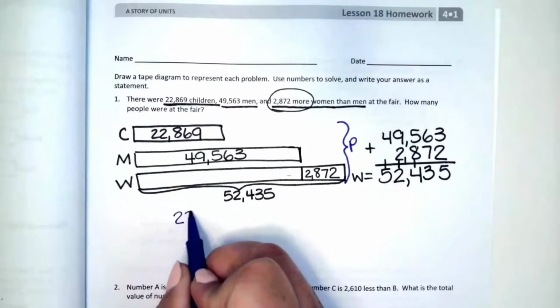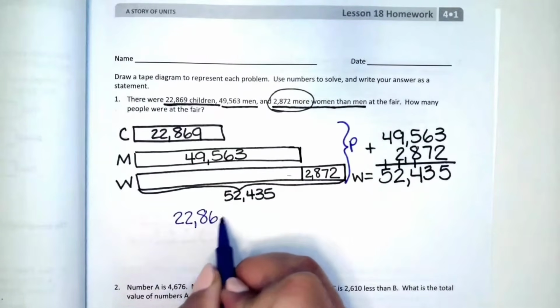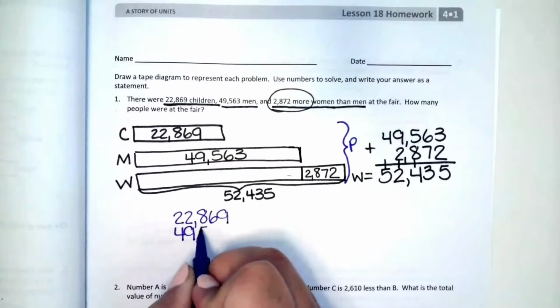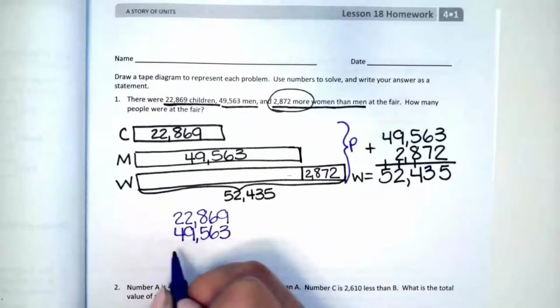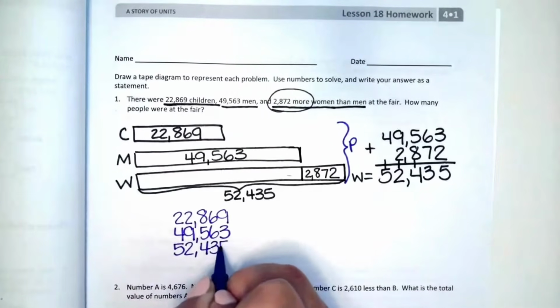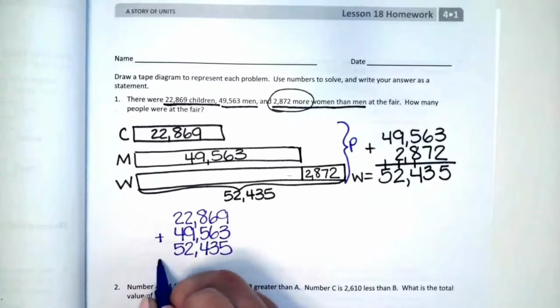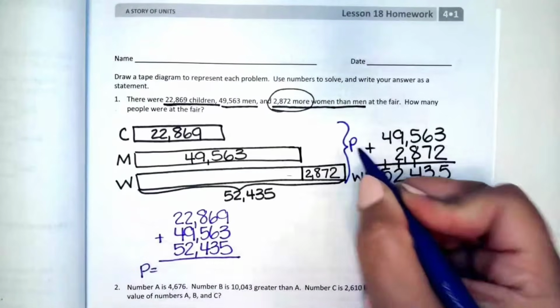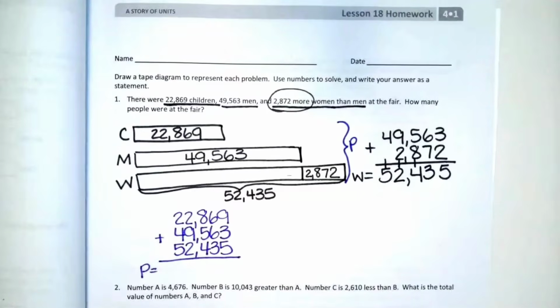So 22,869, 49,563, and 52,435. We're going to add all these, and that will tell us what P equals, the total of all the people. Pause the video, do all your adding, and then press play when you're ready to check your work.